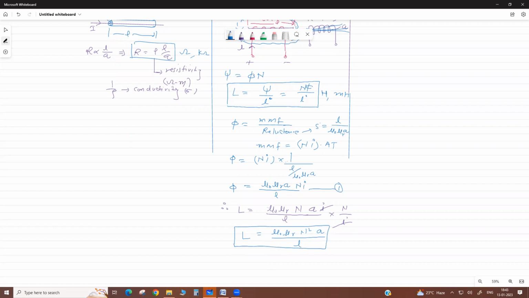Here mu 0 mu r is the permeability of free space and iron core, N is the number of turns, A is the cross-section area, and L is the length. Okay, dear. Any doubt here?